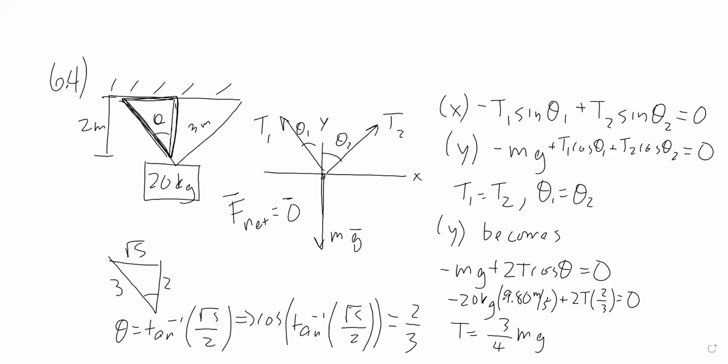3/4 of 196 would be 149? I think so, yeah. Because 3/4 of 196 is 3/4 of 200 minus 3/4 of 4. So it's actually 147. And that's how you do number 4.